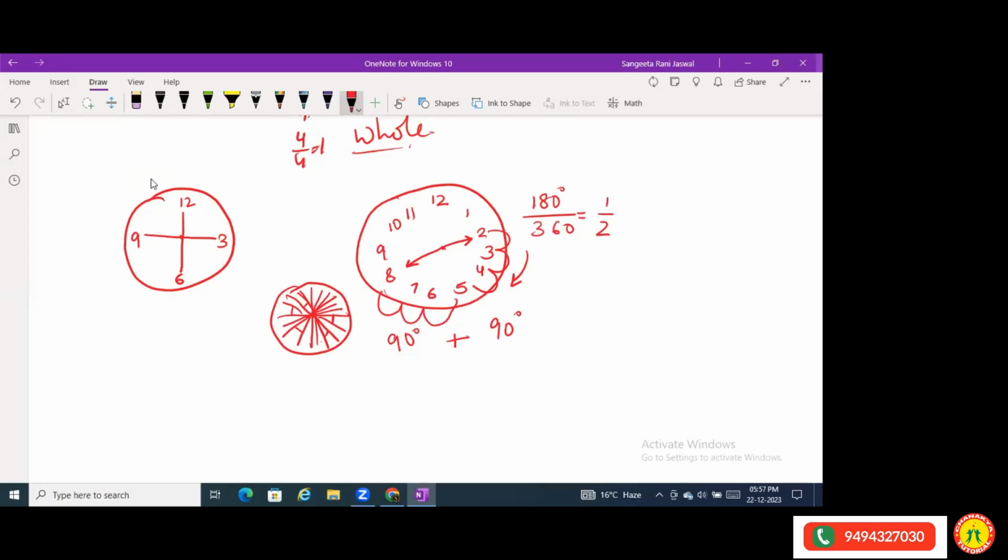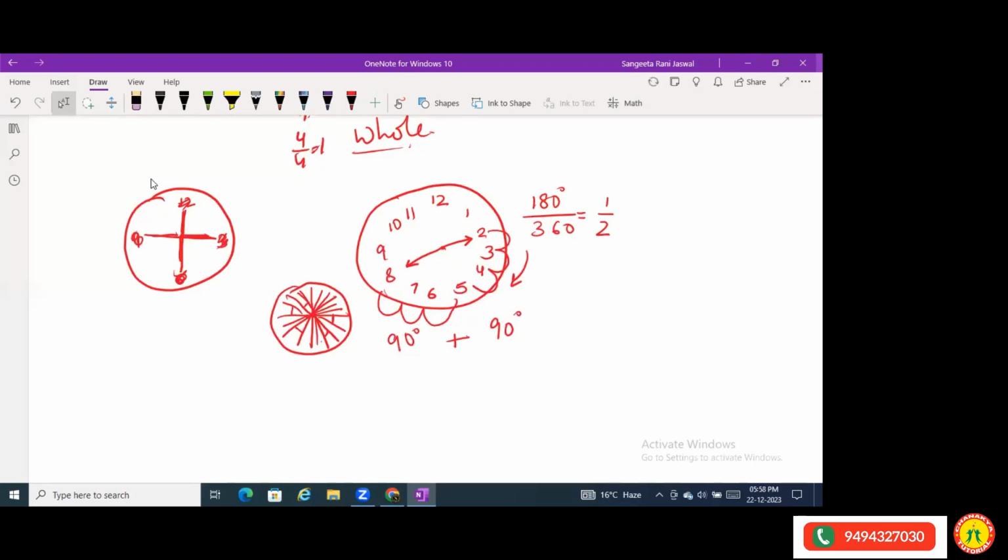How will you find out this? Now, see here. In the clock, I have how many spokes? I've just made something like a clock. These are four spokes: 1, 2, 3, 4. Forget about these numbers. All these spokes are standing straight on each other.